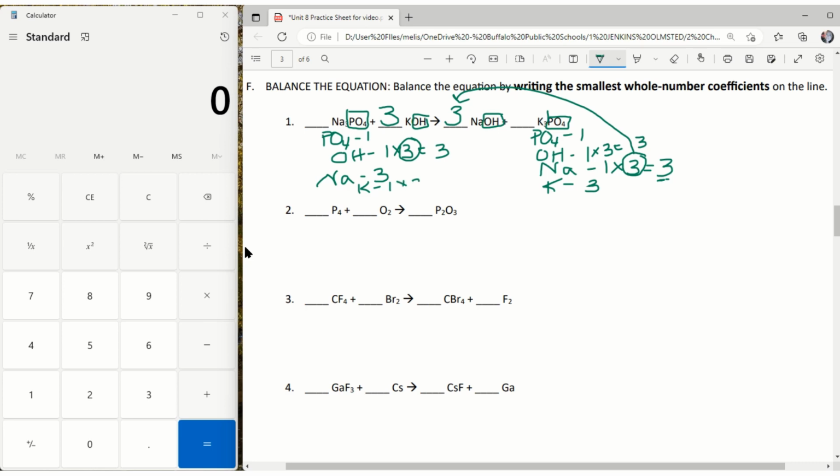So I multiply the K times 3. And hey, you know what? Actually, that fixed the K. So when I look at these, PO4, 1 and 1. OH, 3 and 3. Na, 3 and 3. K, 3 and 3. It's balanced. I check to make sure I can't reduce it.